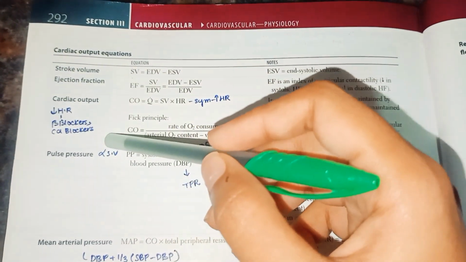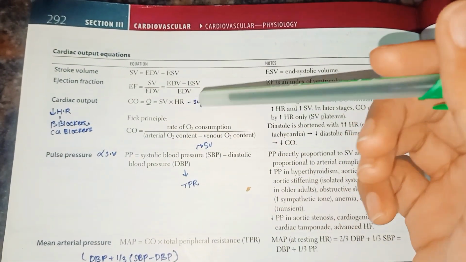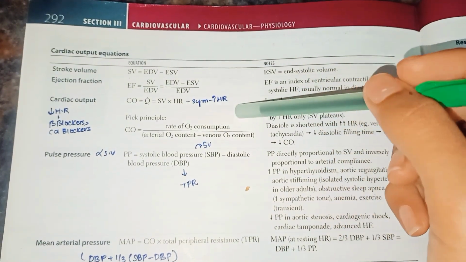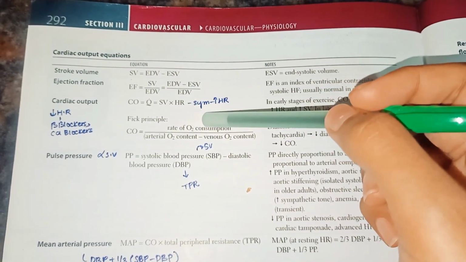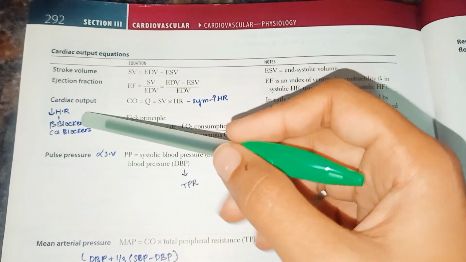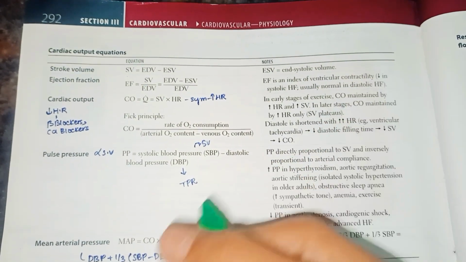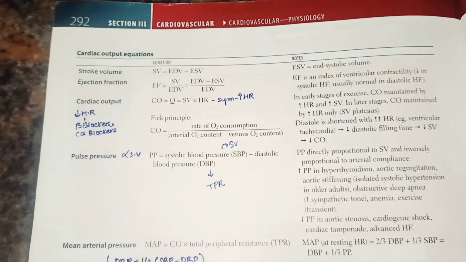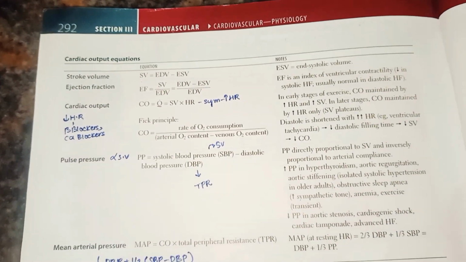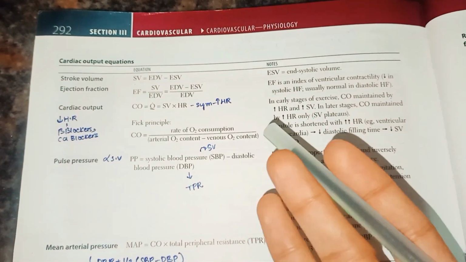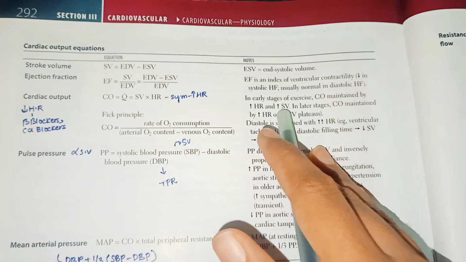Now coming to cardiac output, which is equal to stroke volume into heart rate. Heart rate increases in the case of the sympathetic nervous system because it increases the heart rate, and heart rate is decreased by beta blockers and calcium channel blockers. We need not confuse the heart rate with the SA node and AV node, those are nodes and this is heart rate.